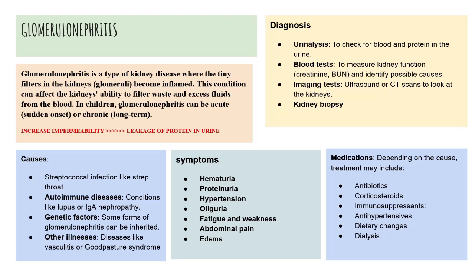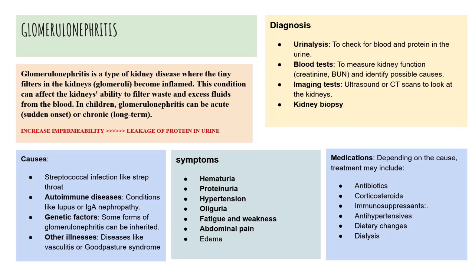So the signs and symptoms in main will be: you will see blood in urine, hematuria, protein in urine, proteinuria, hypertension, oliguria, fatigue and weakness, abdominal pain, edema. Edema will be on the facial and the periorbital. In the morning, you will see their face is more edematous, and the periorbital areas around the eyes will be more swollen, and they will be lethargic and paler.